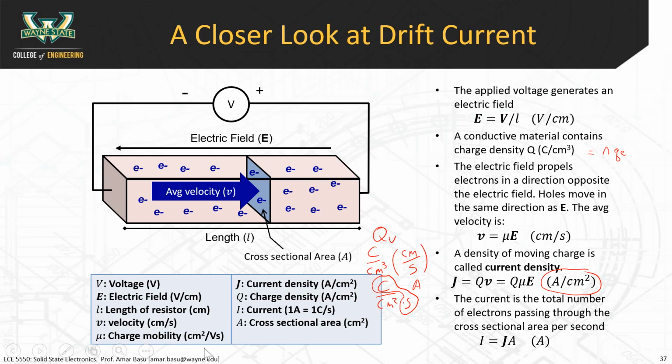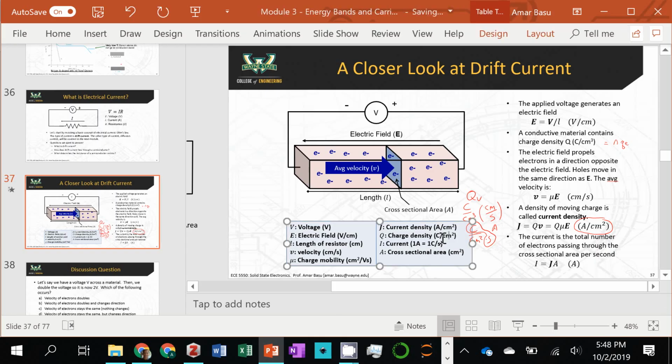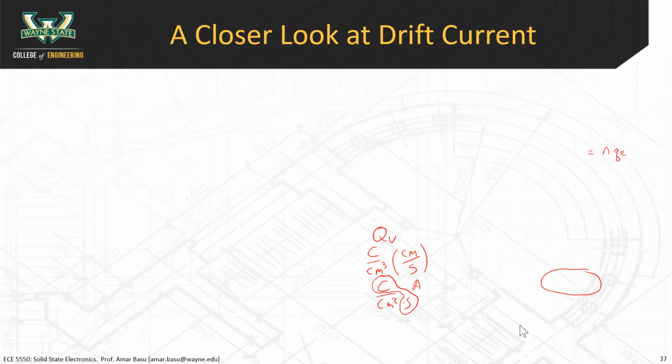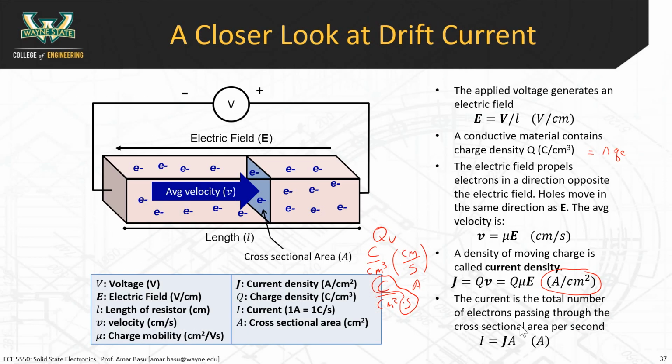The units for mobility are centimeters squared per volt second. That's a good one to remember. Current density is amps per centimeter squared. Charge density should be coulombs per centimeter cubed; there's a typo here. Current is 1 amp, which is 1 coulomb per second, and the cross-sectional area is given in centimeters squared.